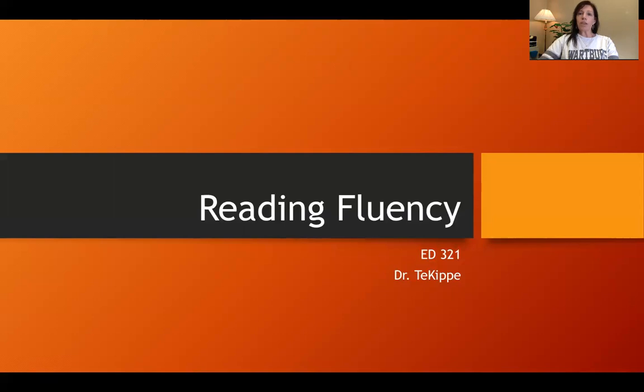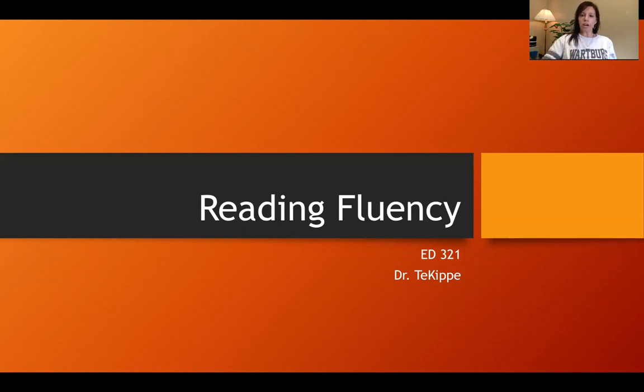Some things for you to think about as a pre-service teacher is, what do you know about fluency? What's your experience with it? Where is fluency covered in the core? How does it progress in the core? It's more visible in the K-2 core than other years, but fluency does go throughout.